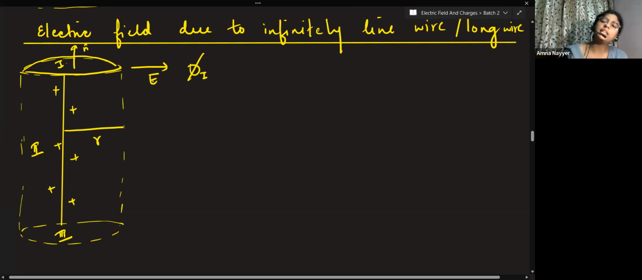So let's say electric field is directed in this direction. The electric field is directed towards the right hand side. And let us also take some length of the cylinder. Let's say L is the length of the cylinder.